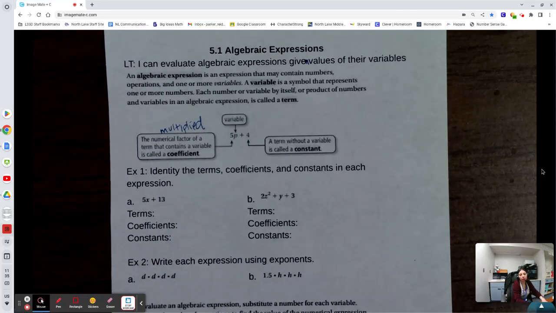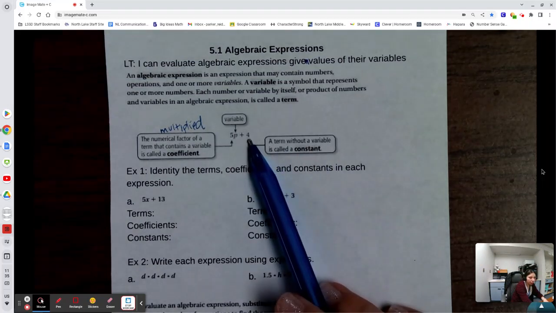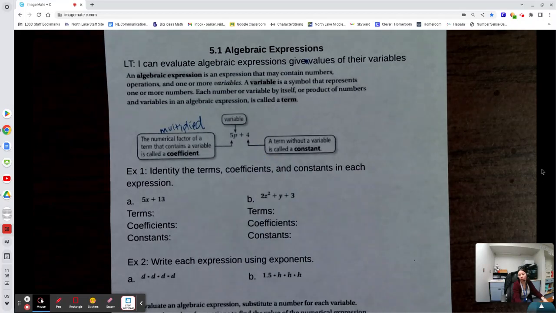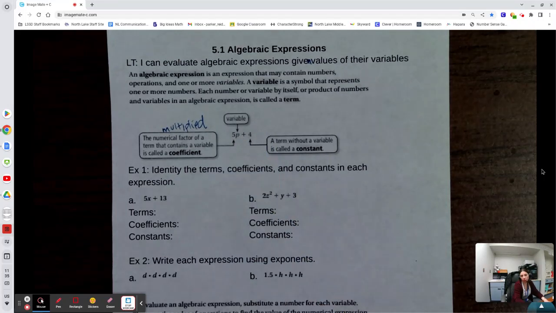We also have a constant, and a constant is a term that has no variable attached. So whenever we have a building block, a term that is just a number like 4, that is called a constant because its value remains constant. This value could change depending on what P is. This one cannot. It will always be 4.